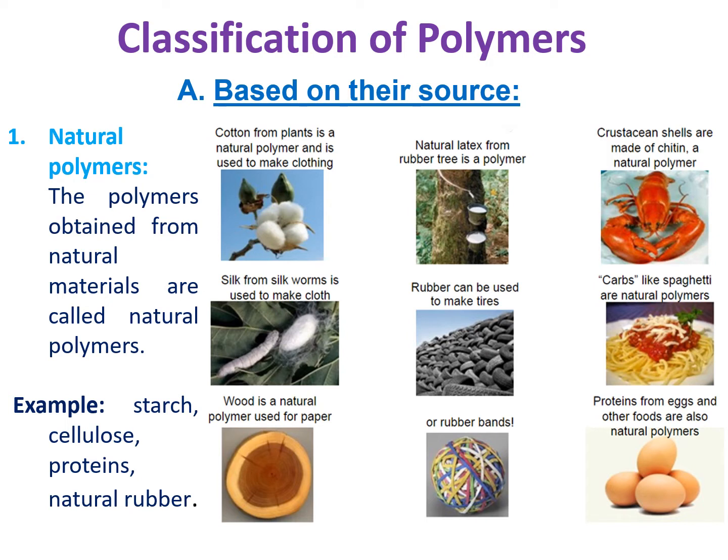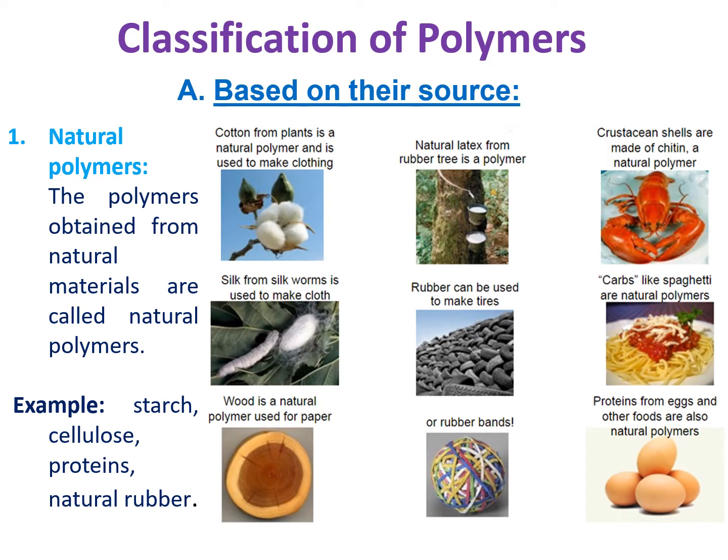One is natural polymers. The polymers obtained from natural materials are called natural polymers. For example, cotton produces a natural polymer. Silk comes from silkworms, and wood is a natural polymer used to make paper. Latex is obtained from trees like Hevea brasiliensis and Gutta percha trees. Latex has isoprene units, and we can produce polyisoprene, which is called natural rubber. This can be used for different applications.